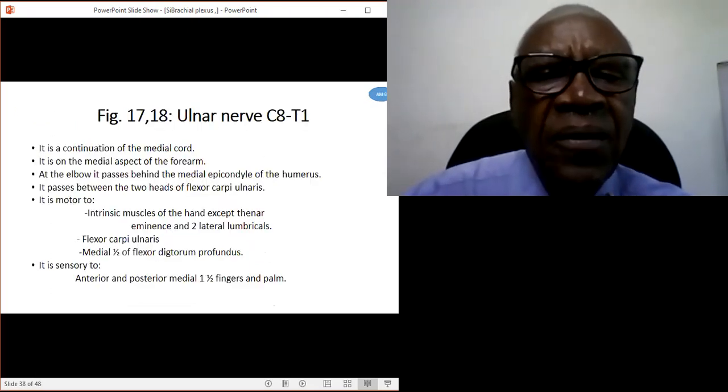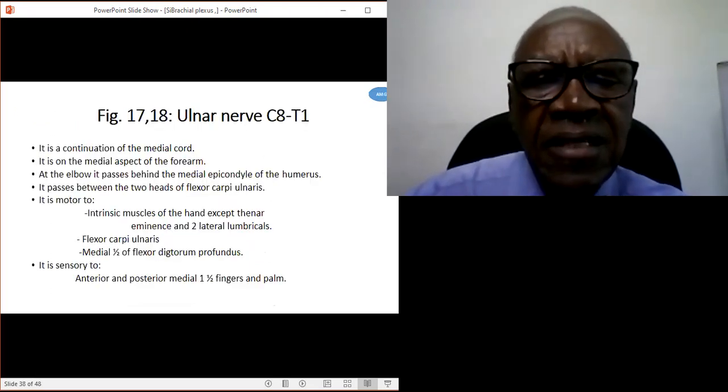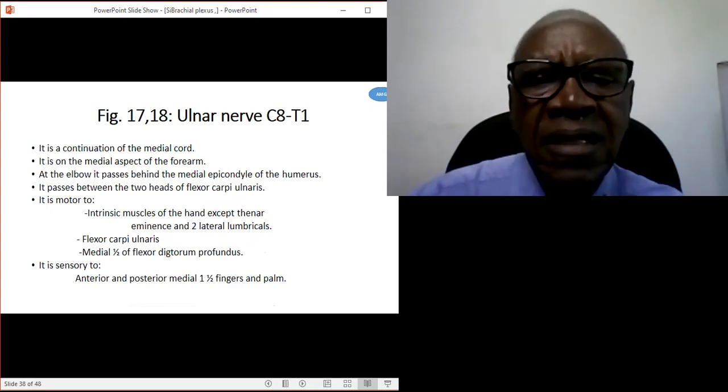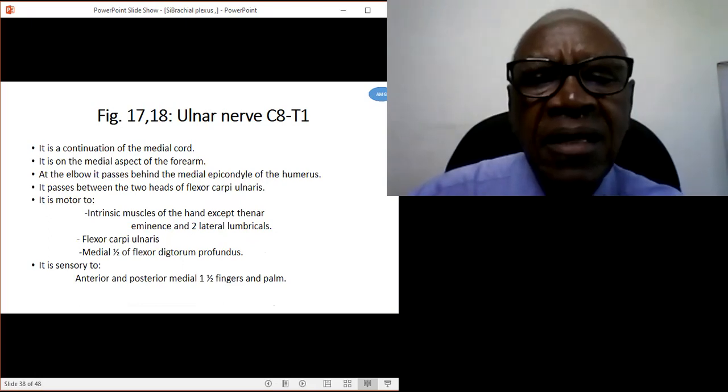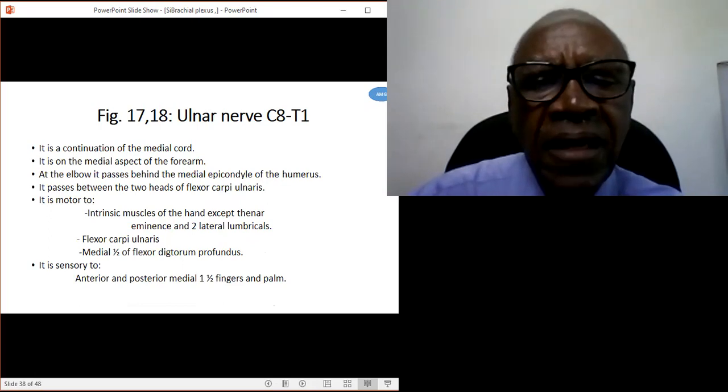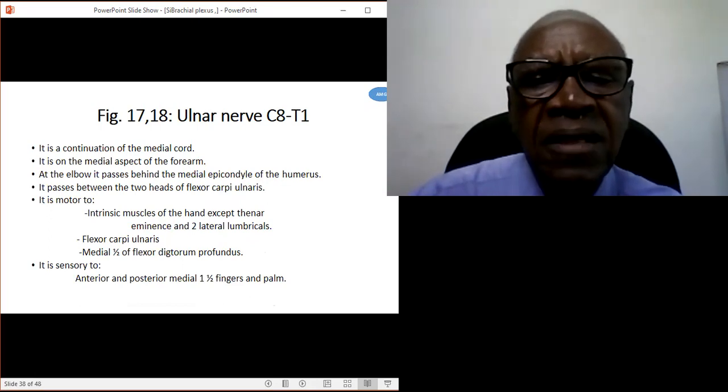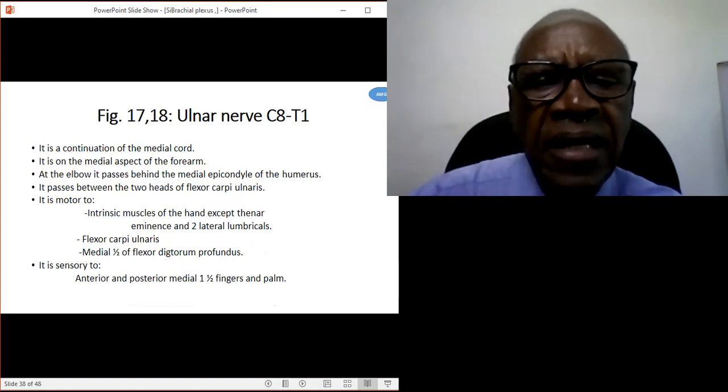The ulnar nerve. It is a continuation of the medial cord. It is on the medial aspect of the forearm. At the elbow, it passes behind the medial epicondyle of the humerus. It passes between the two heads of the flexor carpi ulnaris.